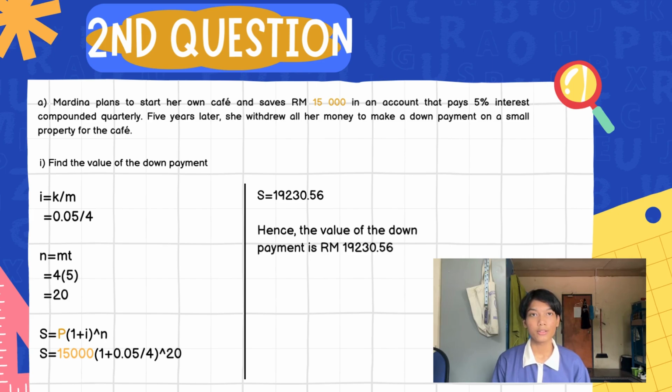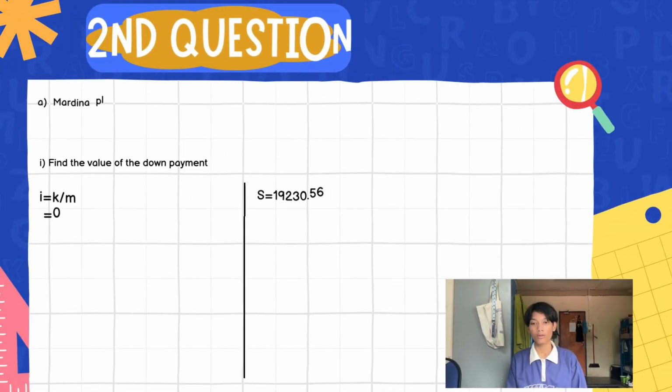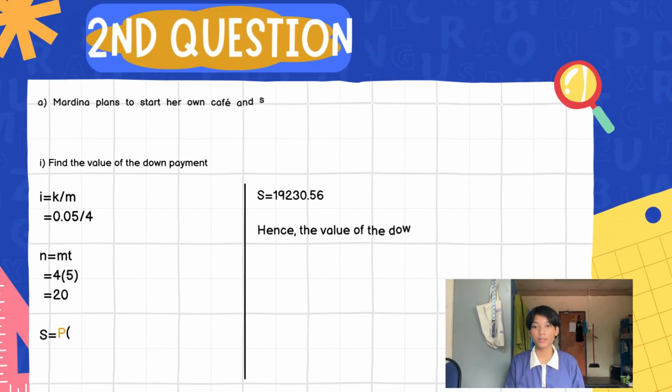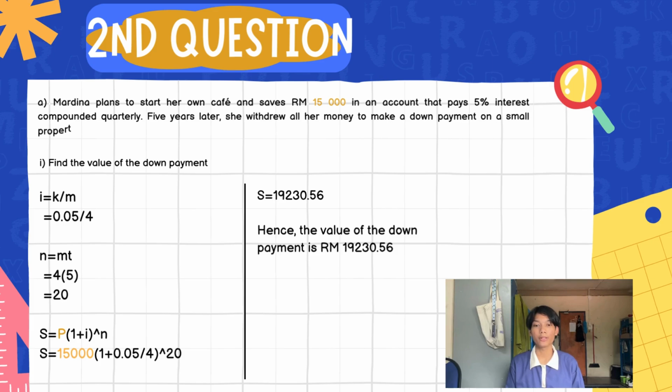The question stated that the interest was compounded quarterly. That means that it was compounded 4 times in a year. To find the value of the down payment, we need to use the compound amount formula. Since we already highlighted all the information given, all we have to do is put it in the formula, and you will get the answer, which is 19,230 ringgit and 56 cents.